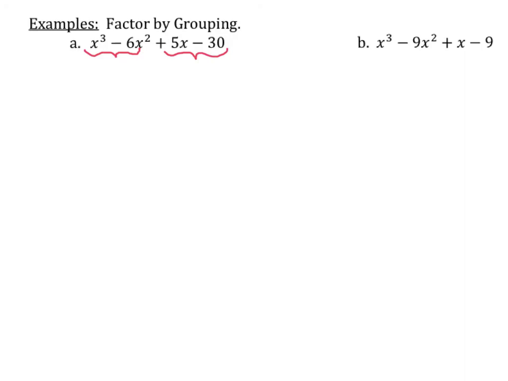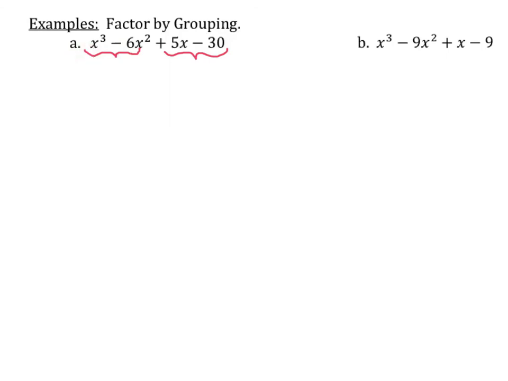Now my goal is to look at the first two terms and see what the GCF is, right? And so if I look at x cubed and 6x squared, my greatest common factor is not going to include a number because there's a 6 there and there's a 1 there. Again, we don't look for 1 as the number. We want to look for a number that's bigger than 1.